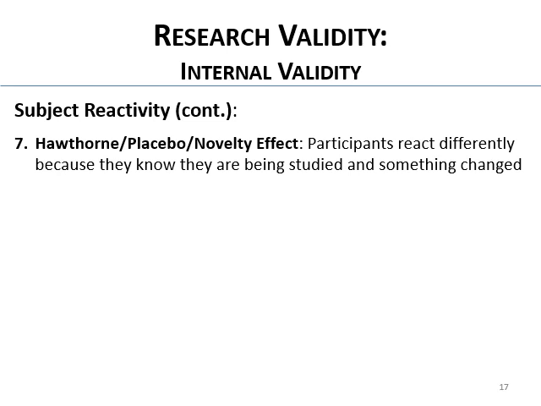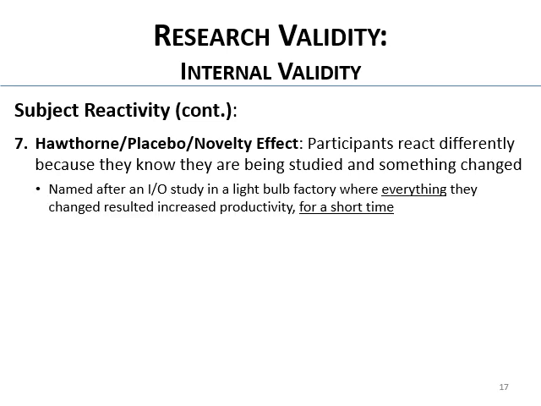So one of the most famous ones is what we call the Hawthorne effect or the placebo effect or the novelty effect. Any of these things, it's the same effect. And this is when participants react differently because they know they're being studied and you change something. So it's kind of like a sub level of expectancy effects. It's named after an industrial organizational psychologist in a study back in, I think it was the 30s or 40s in upstate New York, in a light bulb factory where the goal of the industrial organizational psychologist, Hawthorne, was to improve the performance, get more light bulbs made, basically.